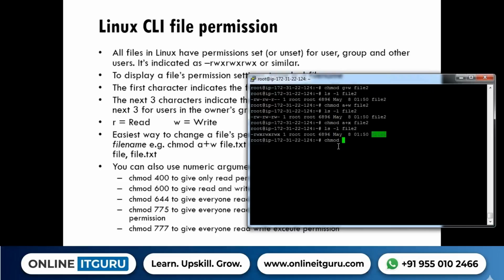Now my intention is to provide only read access, read in the sense of number 4, and for others I don't want to provide any kind of permission. That is the reason the group is 0 and others is also 0. After providing this command, it will change to r, and the remaining will be dash dash dash.